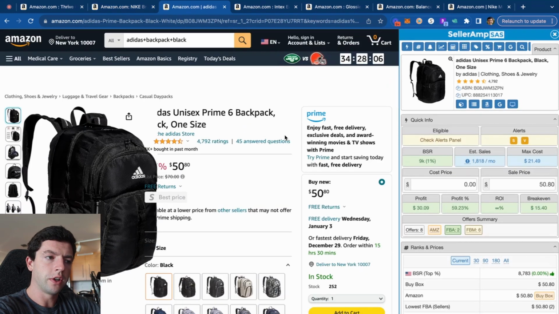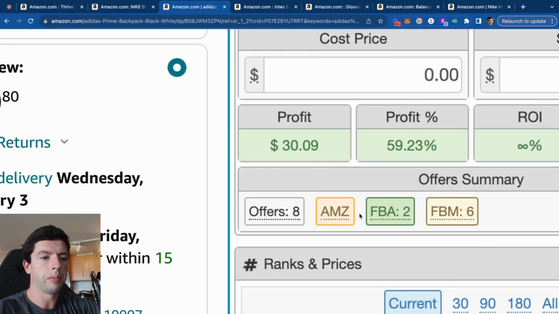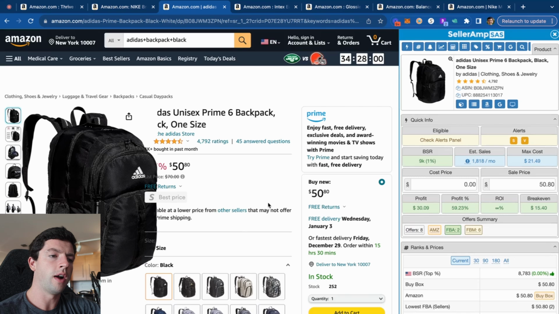Another thing that I mentioned earlier in the video was when Amazon's on a listing. We can see, taking a look at SellerAmp right here, that Amazon's currently on this product, and a lot of people will automatically avoid products, including myself in the past, that you see Amazon selling. However, there's a much better way to navigate those items.